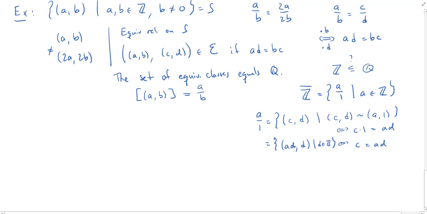We're going to have to go into that in greater detail in the future, particularly when we want to put binary operations on Q, because it's going to mean we have to put a binary operation on equivalence classes, and it's going to really matter which representative we choose, or at least it could.